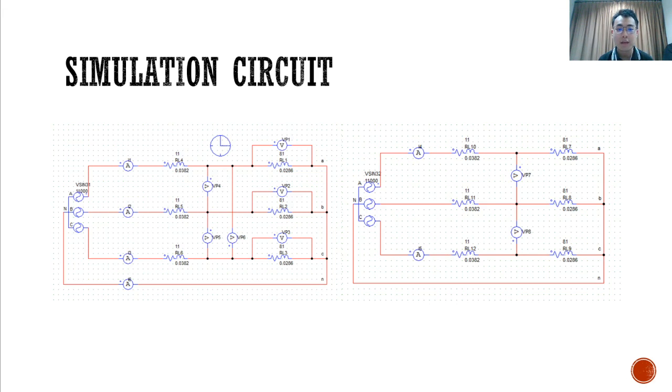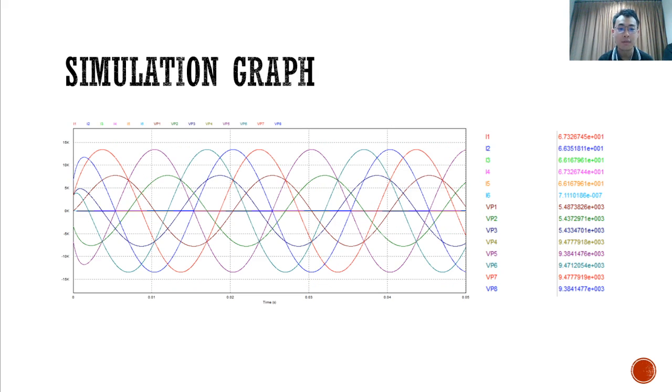The circuit that I've drawn in PSIM software is this, and these are the data that I've received after running the entire simulation. You can refer to the data on the right side. These are the data that I've received after I've run the entire simulation. So let's go into the results.